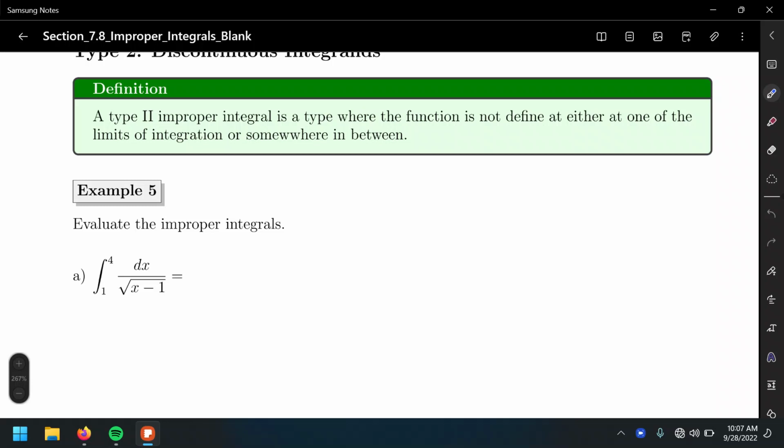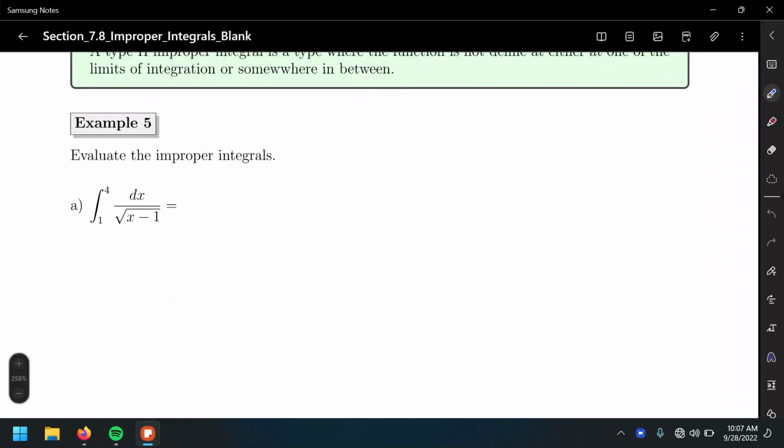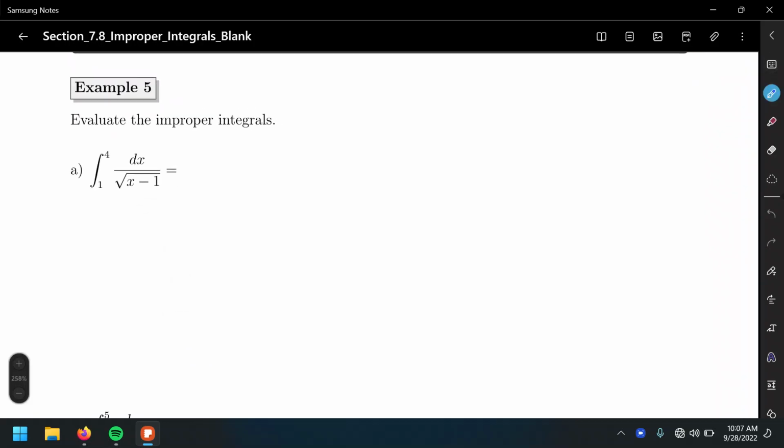So for example, for letter A, for this integral, we have the integral from 1 to 4 of dx over the square root of x minus 1. All right, so let's look at the graph of this function. I'm going to give you the graph, and notice that the domain for this function, we cannot have 1 or all values 1 or less.